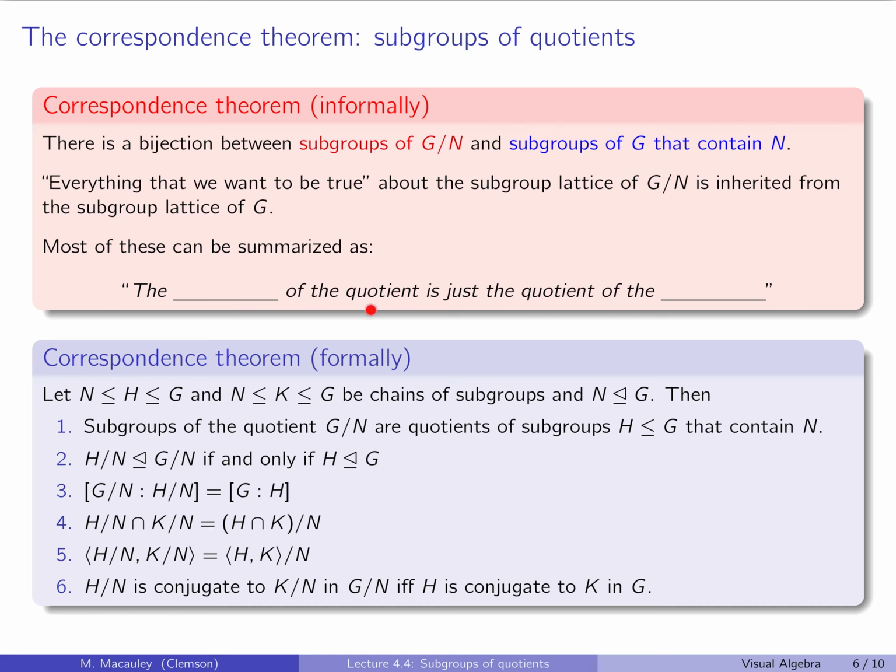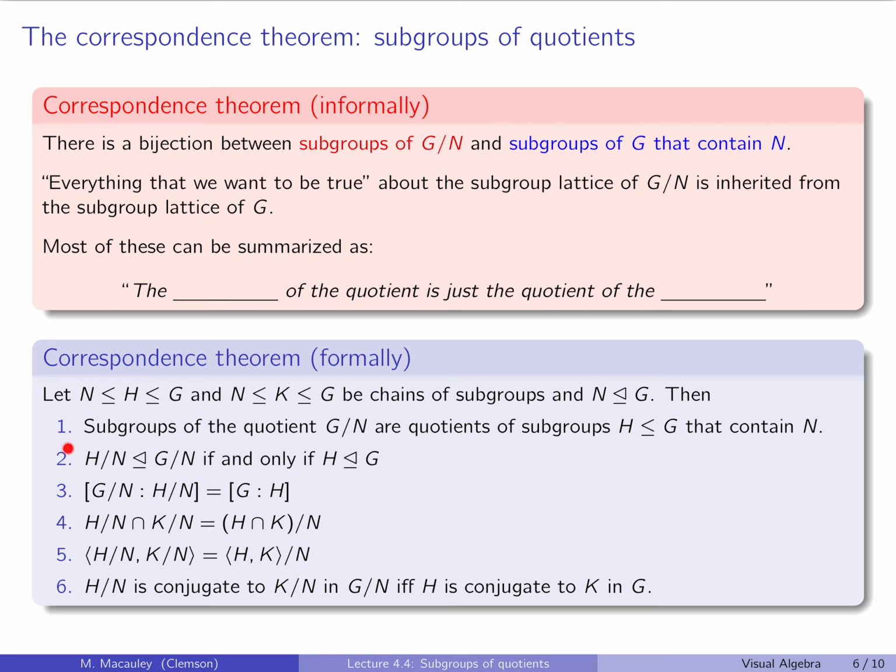That's an example of a statement like this. The blank of the quotient is the quotient of the blank. The subgroup generated by two things in the quotient, H mod N and K mod N, is the quotient of the subgroup that H and K generate in G. And also, finally, H mod N is conjugate to K mod N in the quotient if and only if H is conjugate to K in G. Now, this is a more general case of the second statement, but I think it's helpful to see them separately.